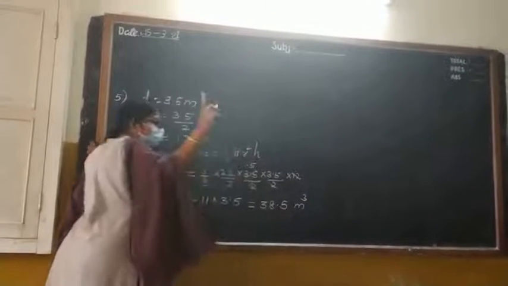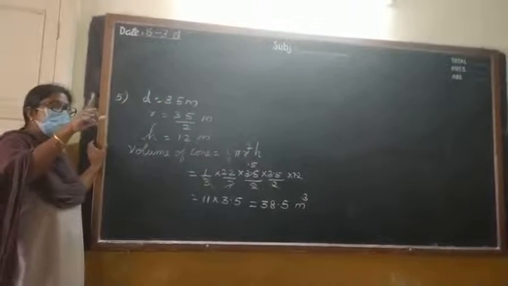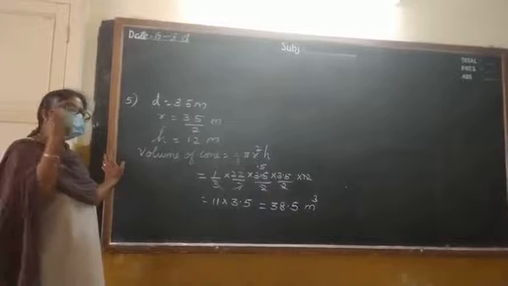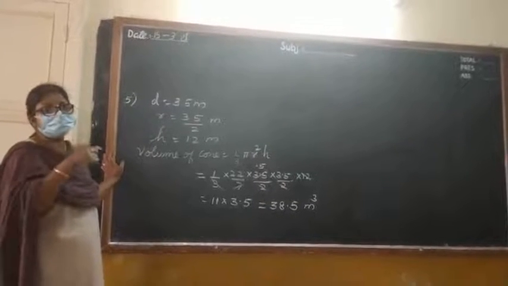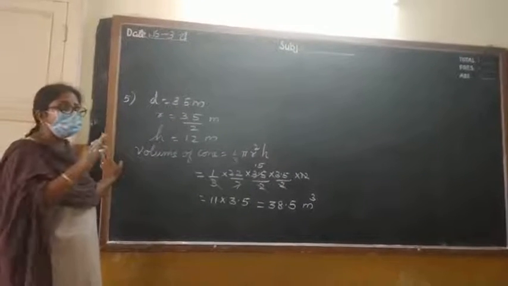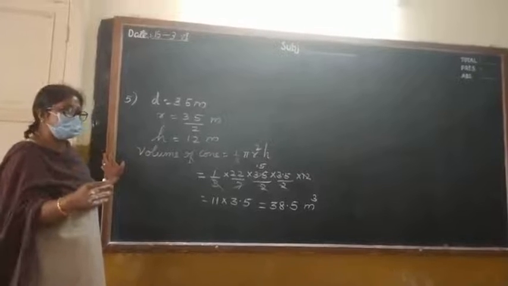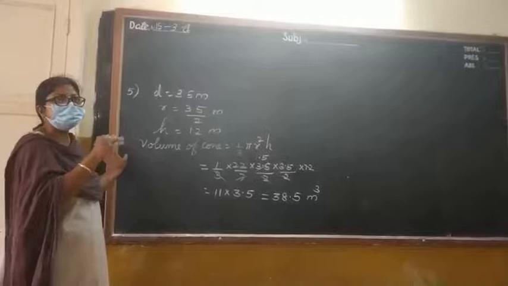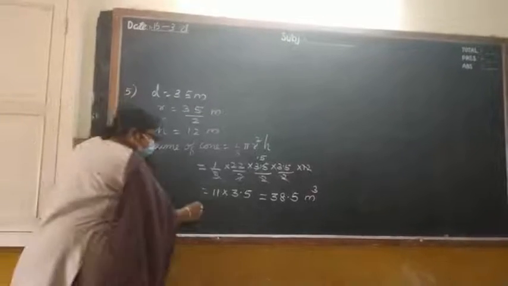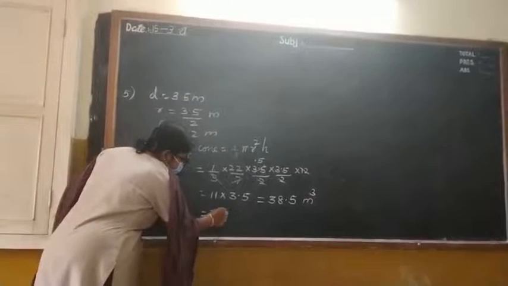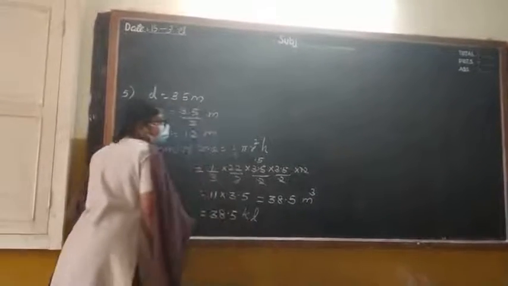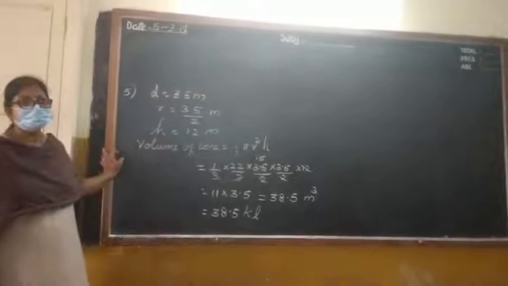Okay? Meter cube. You have to convert it into kiloliters. Yes. If you want to convert into liters, you have to multiply by 1000. Kiloliters, it will be same itself. Okay, no need to multiply. Just write it in kiloliters. So the same as kiloliters, that is 38.5 kiloliters. Okay, understood?